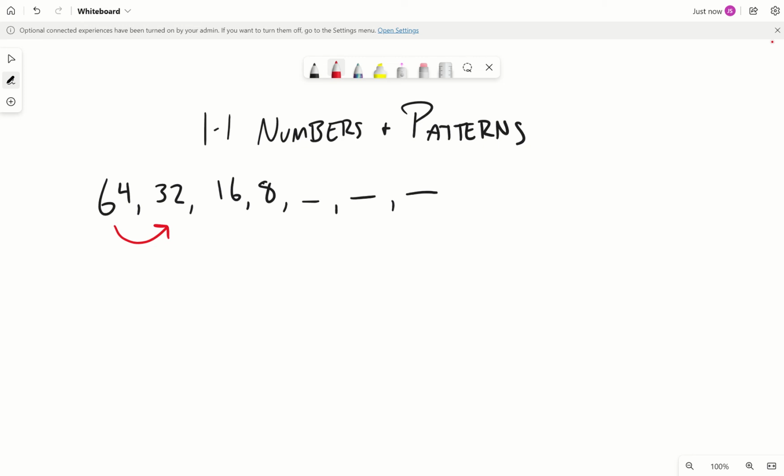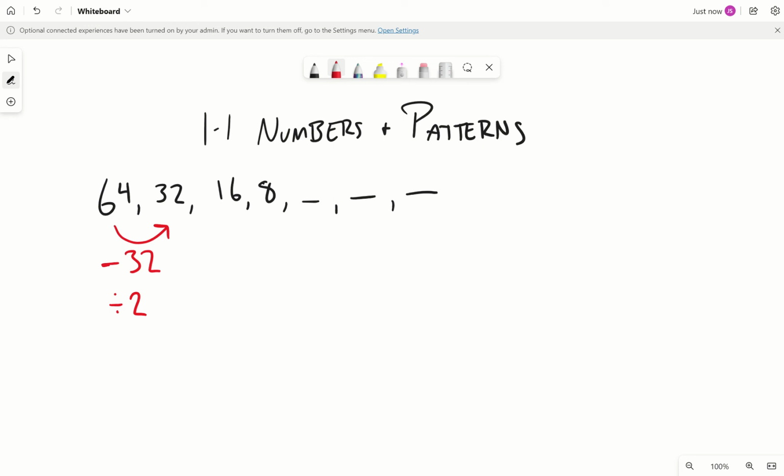I could either minus 32. 64 minus 32 is 32. Or I could divide by 2. 64 divided by 2 is 32. So that's the first step. The first step is just seeing, okay, what are some things I can do? How am I getting from one to the other?